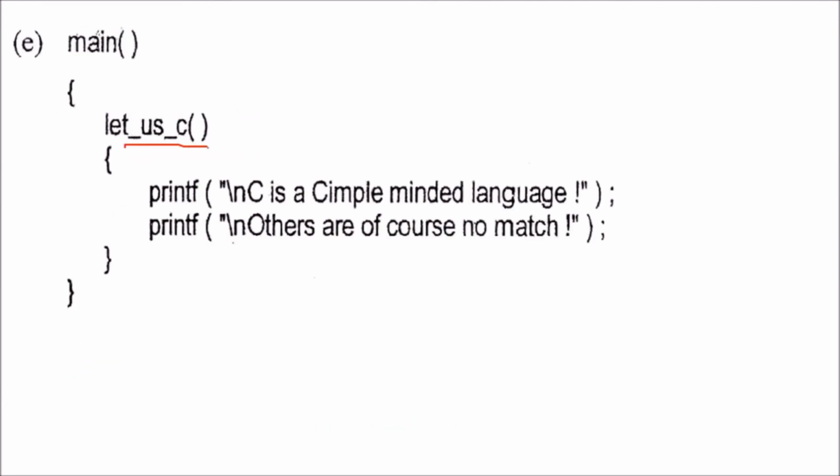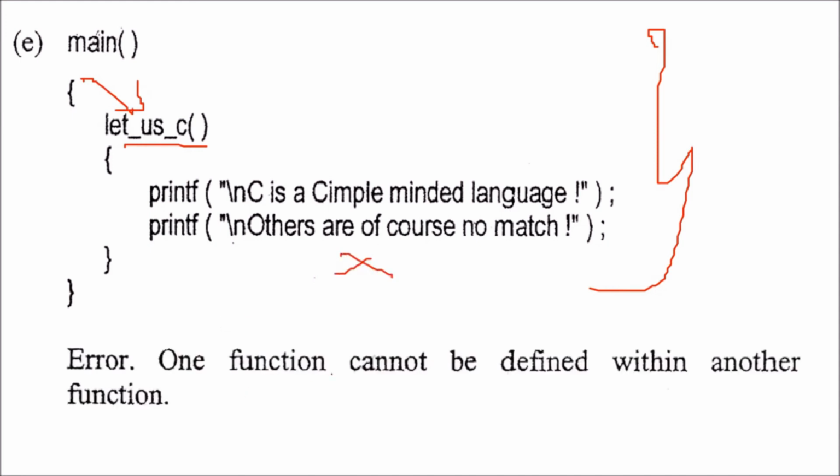This main, let us see. Now the problem here is you cannot have a function definition inside a function definition in C. This is not allowed. So one function cannot be defined within another function. You have to take it out here and now you can define.